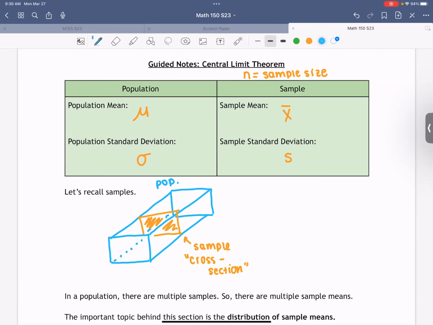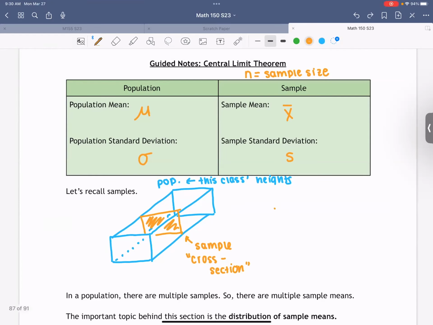For example, if my population was this class's heights, I lined everyone up and measured how tall everyone is, for example, okay? I could take a sample, let me write this in orange, of size 2. And let me use my symbols here. My sample size would be 2, okay?